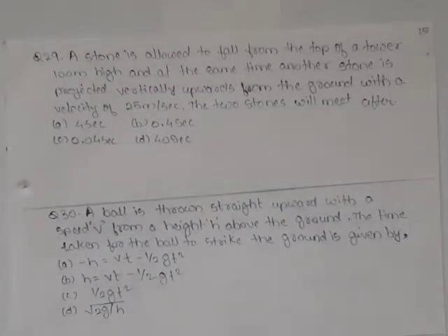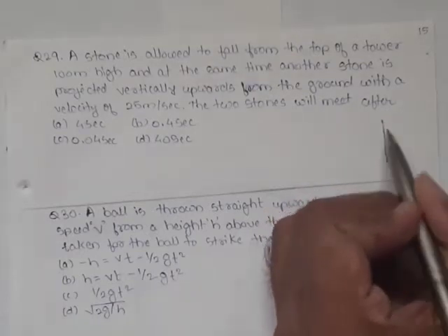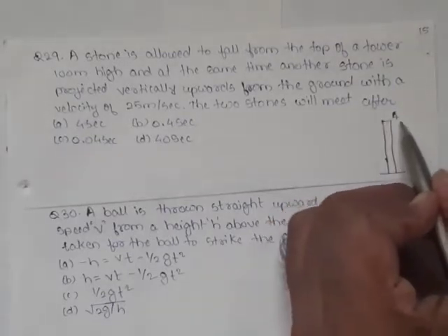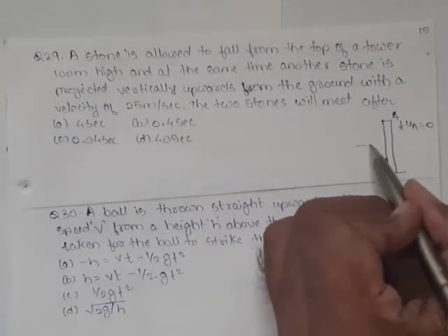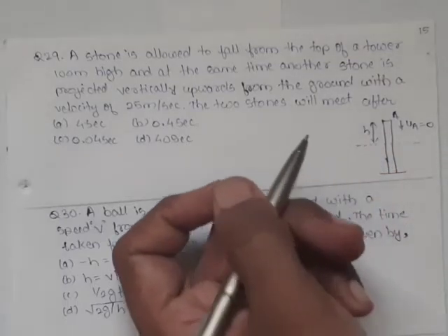Question 29. A stone is allowed to fall from a tower 100 meter high. At the same time, another stone is projected vertically upward from the ground with a velocity of 25 meter per second. The two stones will meet after? So the time required by the stone to reach the meeting point is asked. Suppose we take this tower. From point A, a stone is dropped. So its initial velocity is 0. Suppose we assume this is the meeting point. It travels distance h to reach the meeting point.